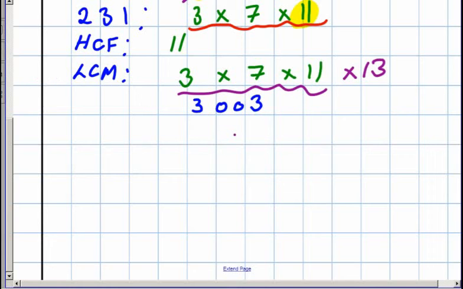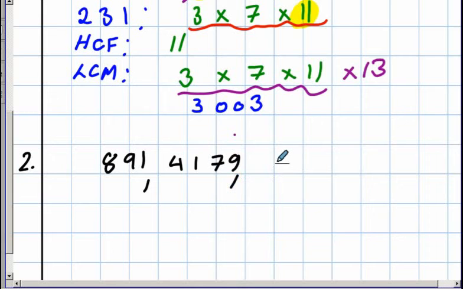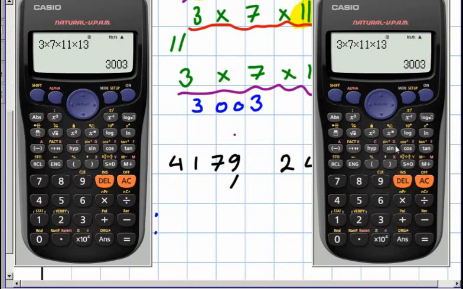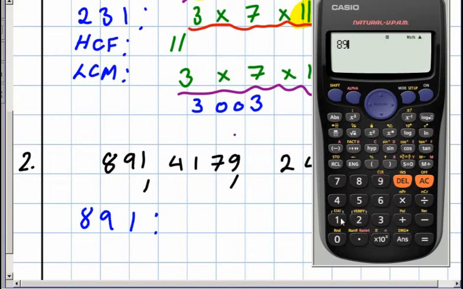Here we go. Example 2 or question 2. These are the numbers 891, 4179, and 2431. Right, so using my calculator, let's find what 891 is as the product of its prime factors. So, here we go. 891, press equals, shift, and fact. And it's 3 to the power 4 times 11.